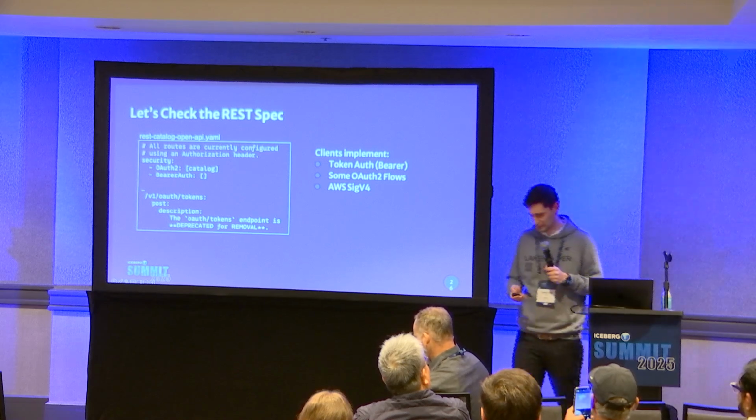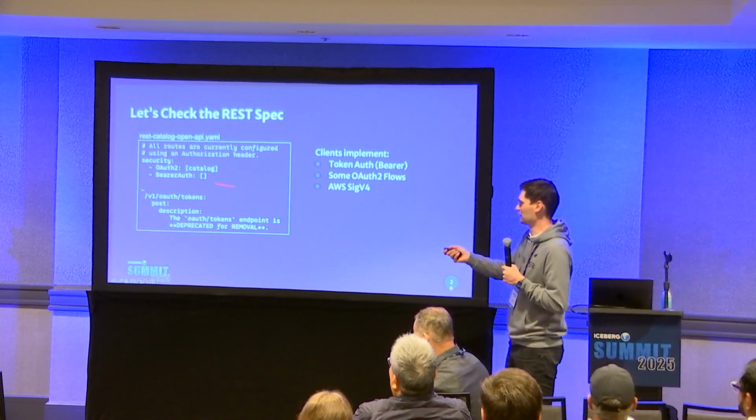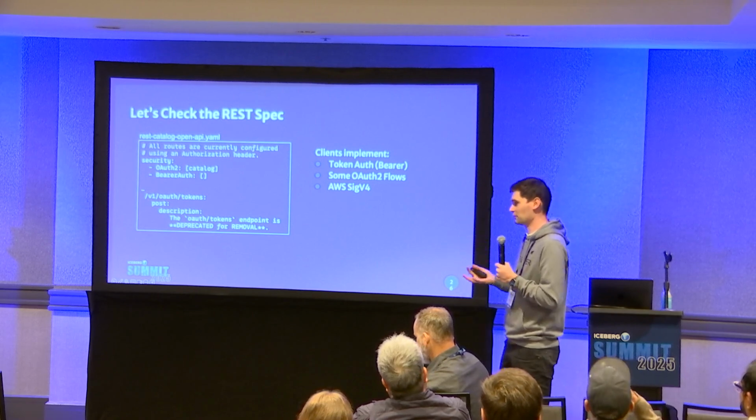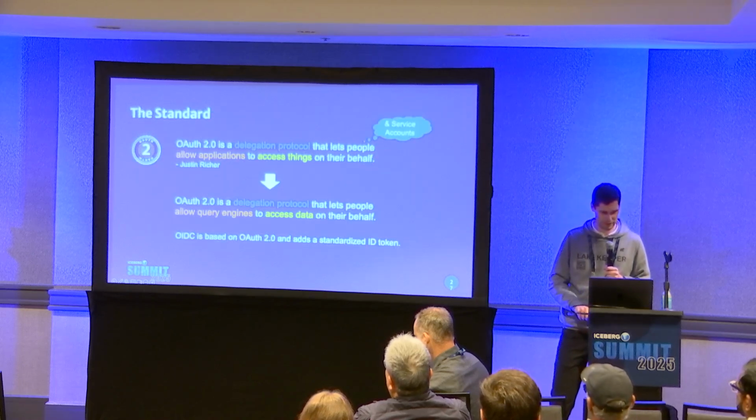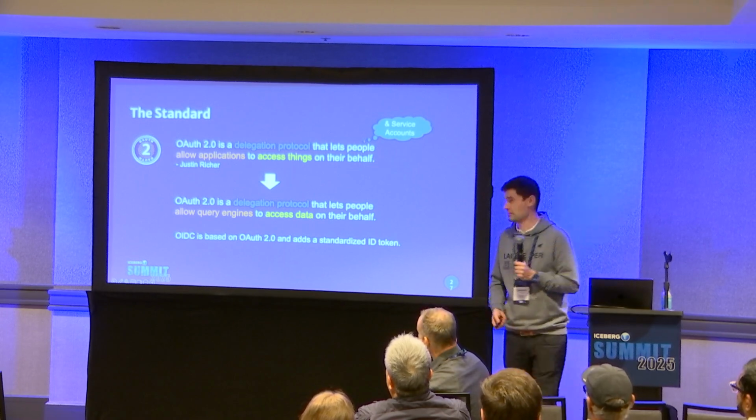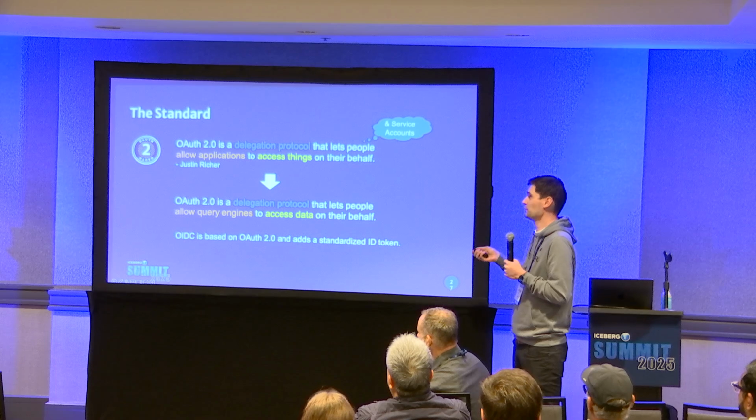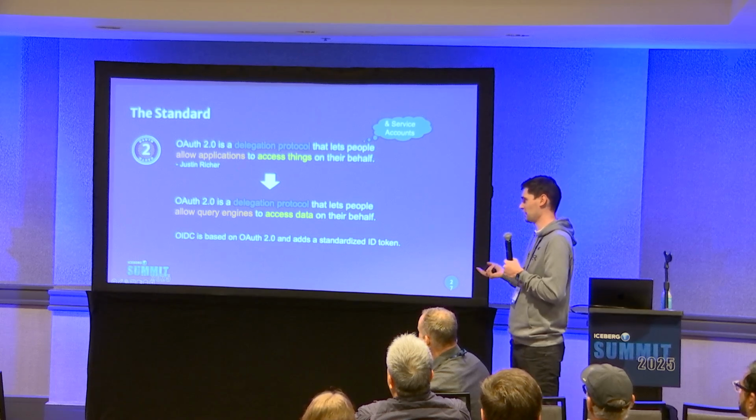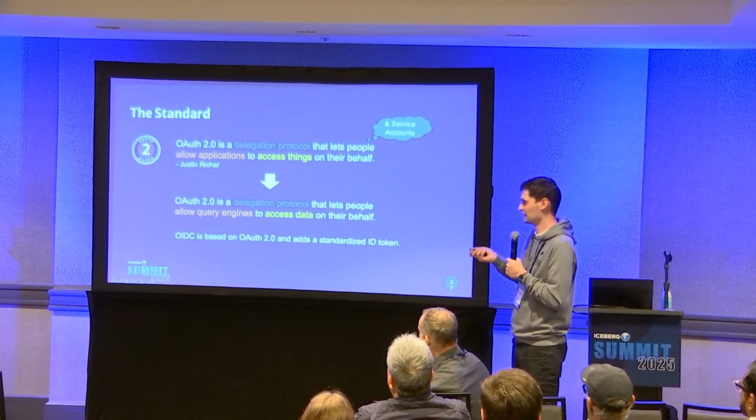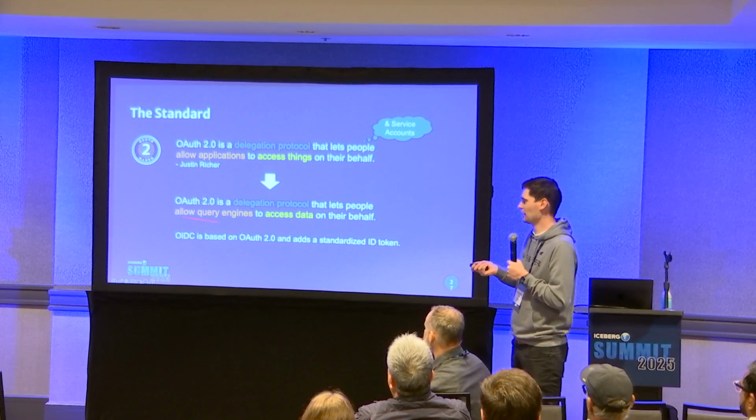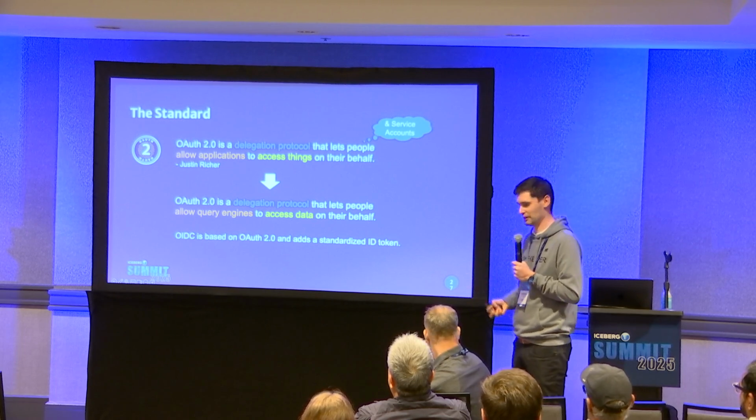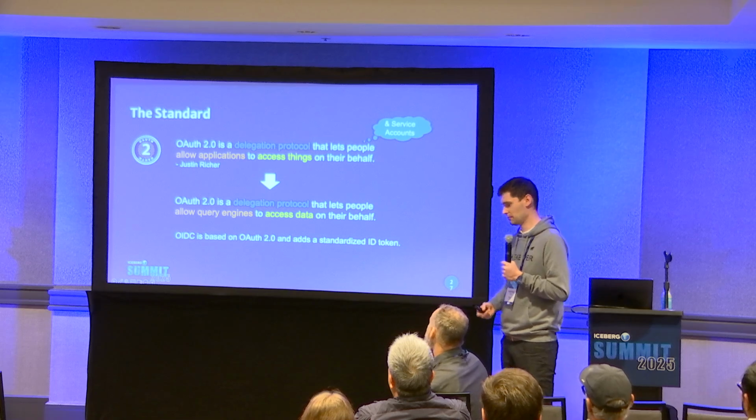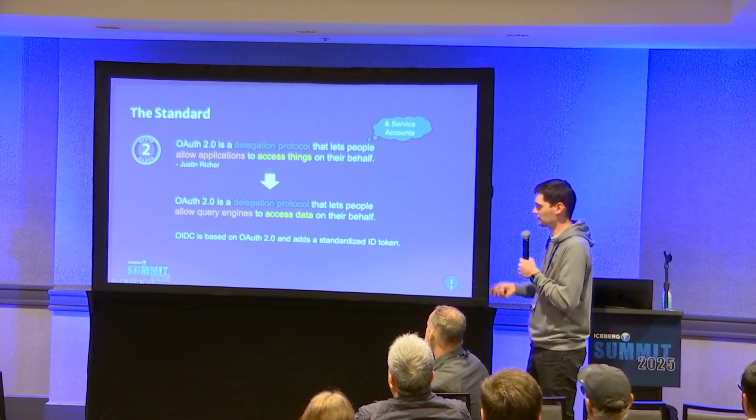So basically the message here is that we should use OAuth. It's a very mature standard, of course, for identity management. So maybe two slides on OAuth. What is OAuth? It's a delegation protocol that lets people allow applications to access things on their behalf. If we translate that into our data world, it means it's a delegation protocol that lets people allow query engines to access data on their behalf. Pretty much what we want from it, right? It allows us to grant a machine access to some kind of data on our behalf.